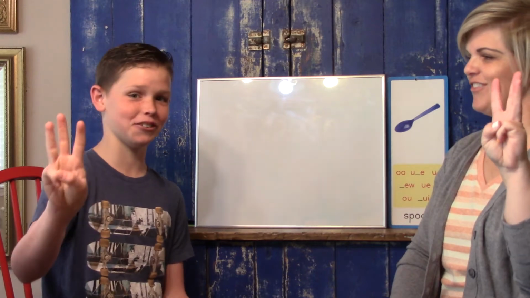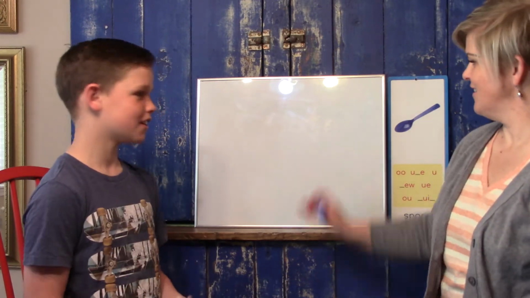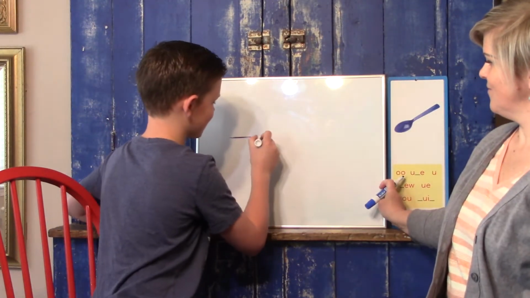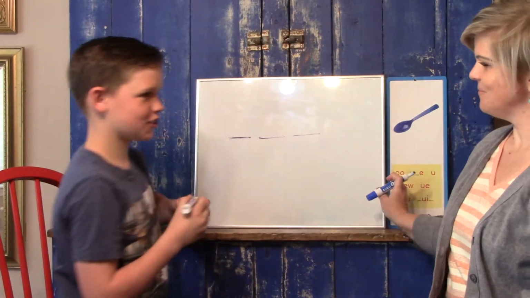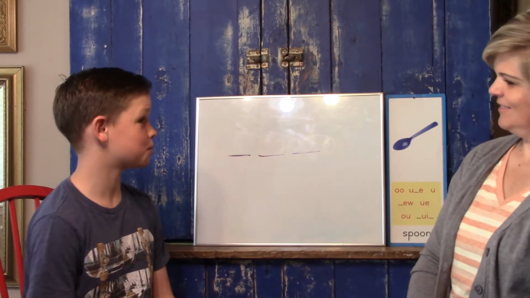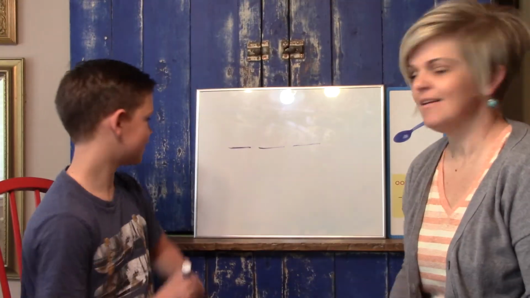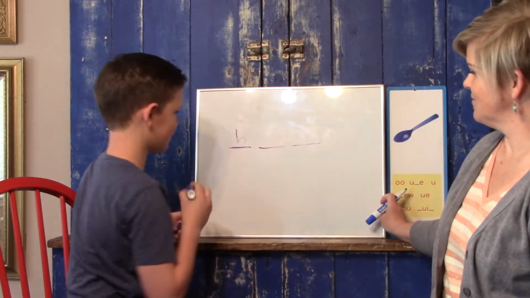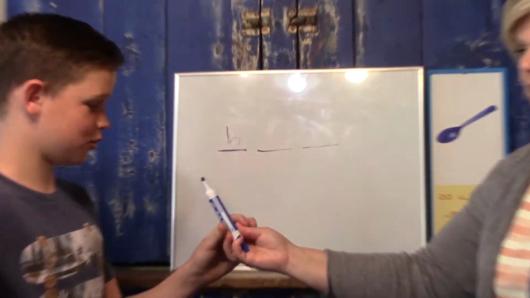Okay, so there are only 3 sounds in booth. So we're going to draw our 3 lines. Okay. So what's the first sound we hear in booth? B. And how do you spell B? With a B. So we're going to put our B here. Use my marker, because you can't see yours.